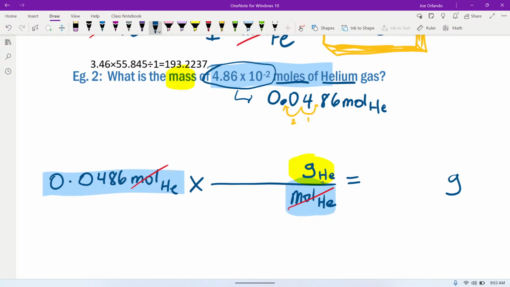So now our setup is good. We will cancel moles and talk about grams, but we have to be able to put a true fact here. We have to know how many moles are in a gram of helium or how many grams are in a mole of helium. We need numbers here. And luckily I have a periodic table, and I can look and say 4.00, perfect. So 4.00 and 1, and then I'm good to go.